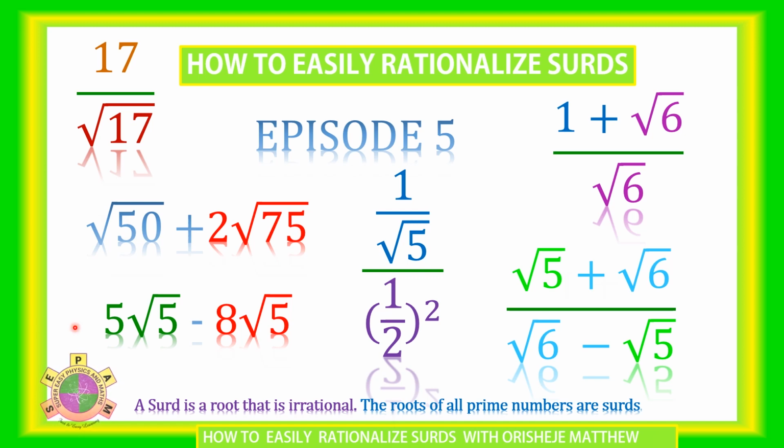Today we are looking at episode 5 of our SURDS series, and in this episode we are going to look at how to easily rationalize a SURD. What we mean is you convert the denominator of the SURD into a rational number. So if you look at this, like this root 6, we can convert it so that it becomes a number that is rational.